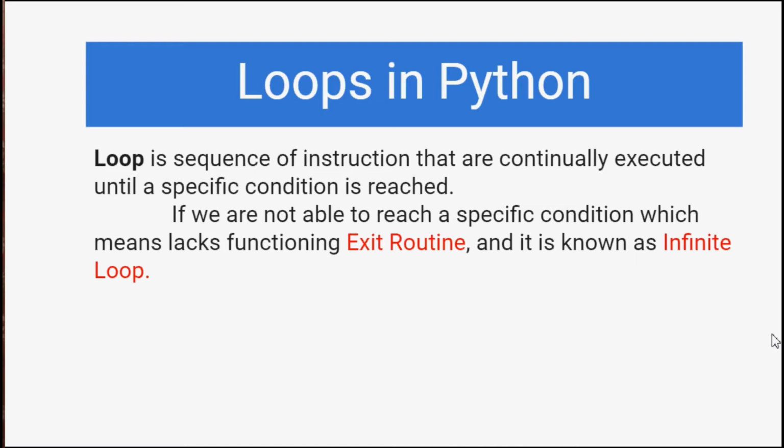We are going to study two different types of loop available in Python, the while loop and the for loop. In other programming languages we have one more type of loop, known as the do while loop, but in Python we have only these two loops. Now let's understand how we are going to code with the help of loops through our program.